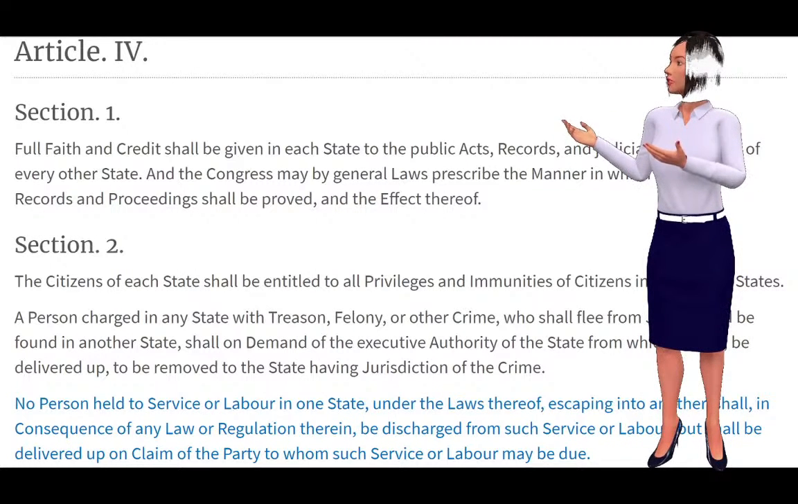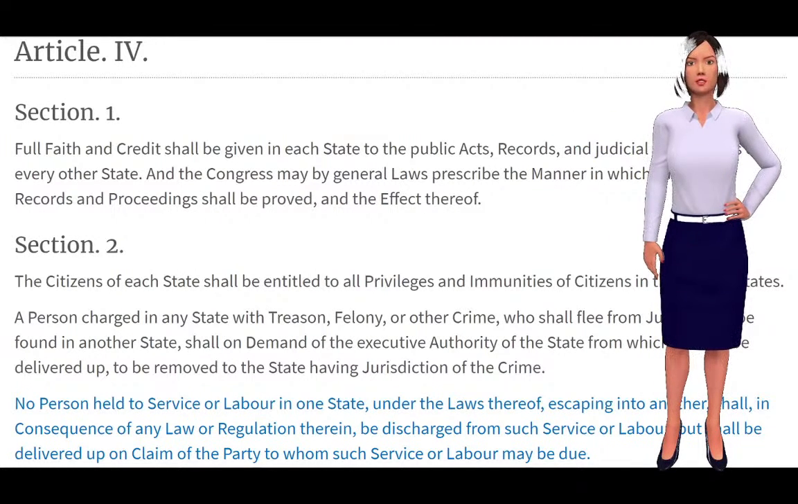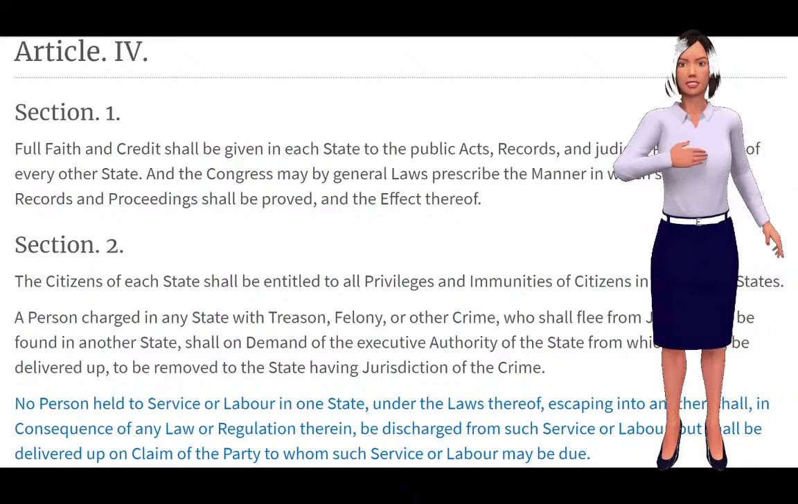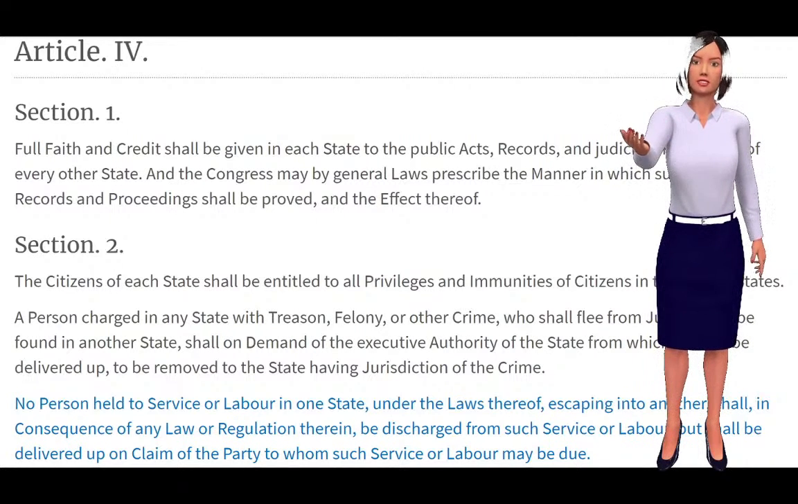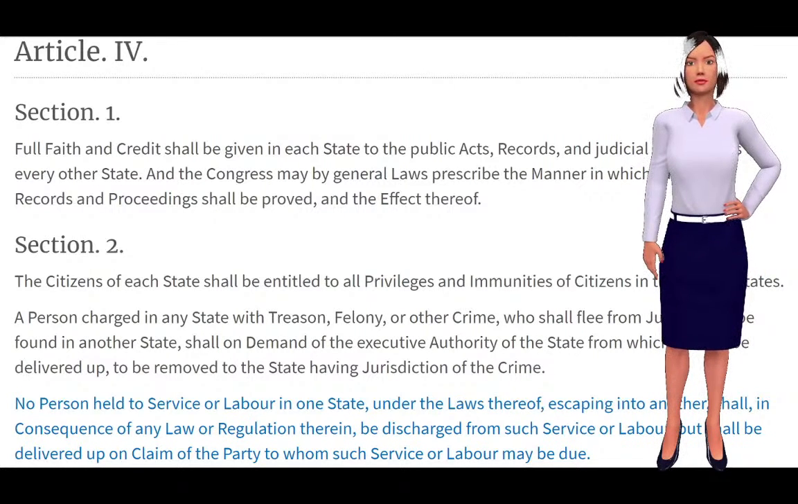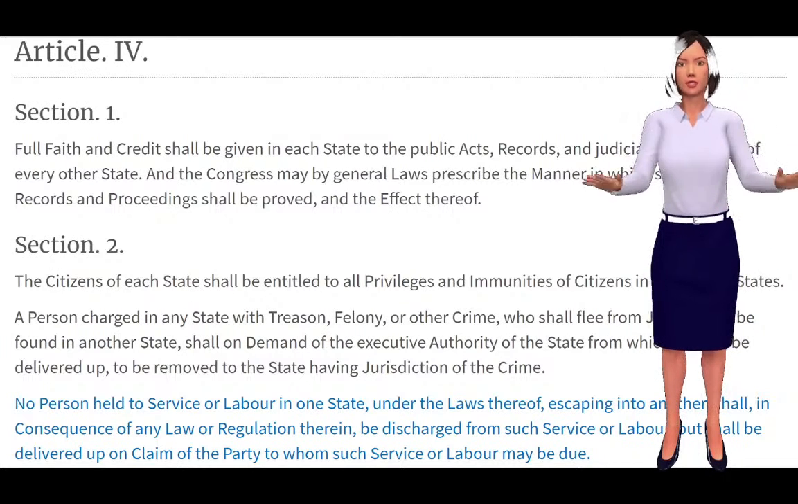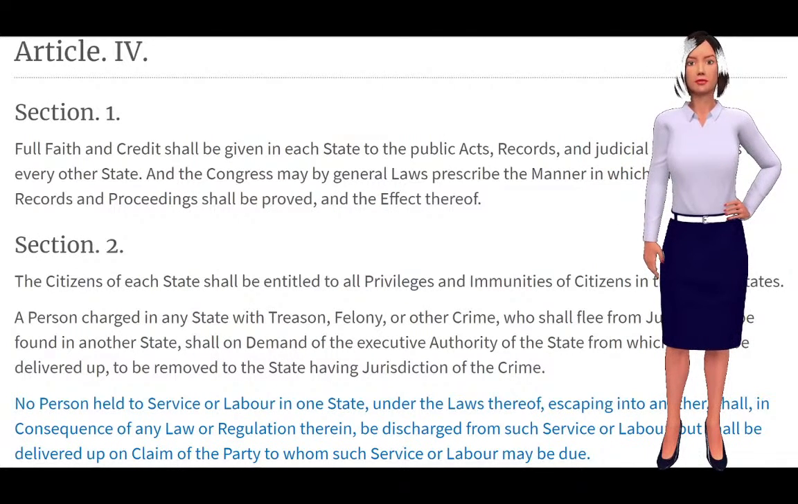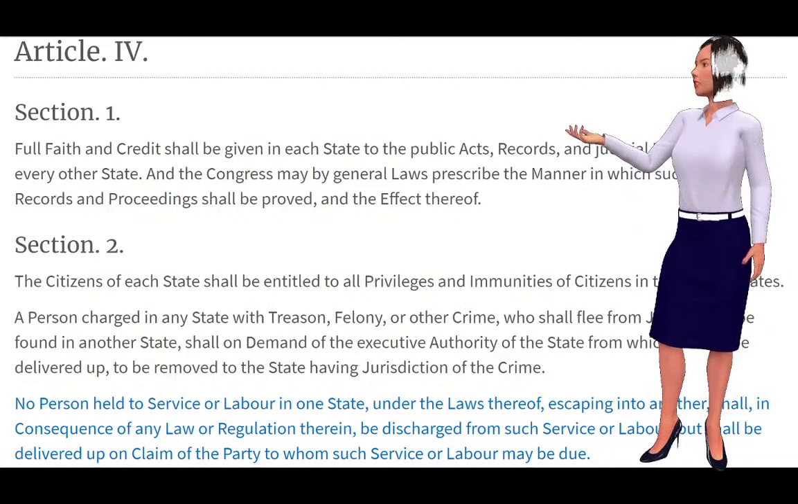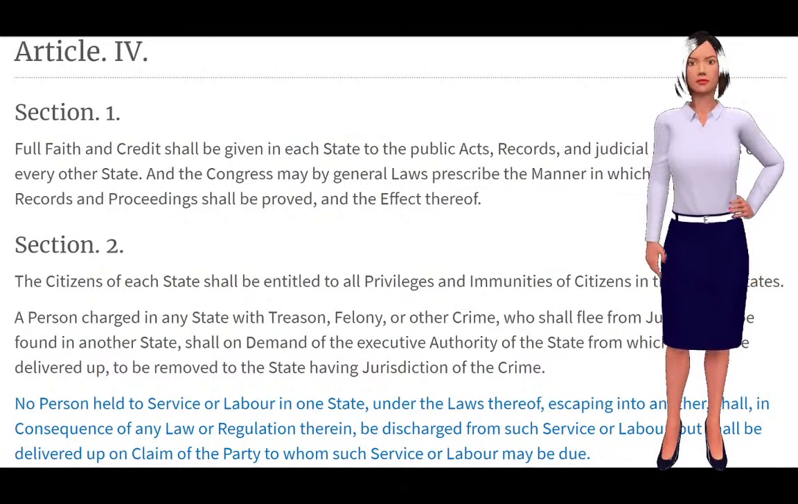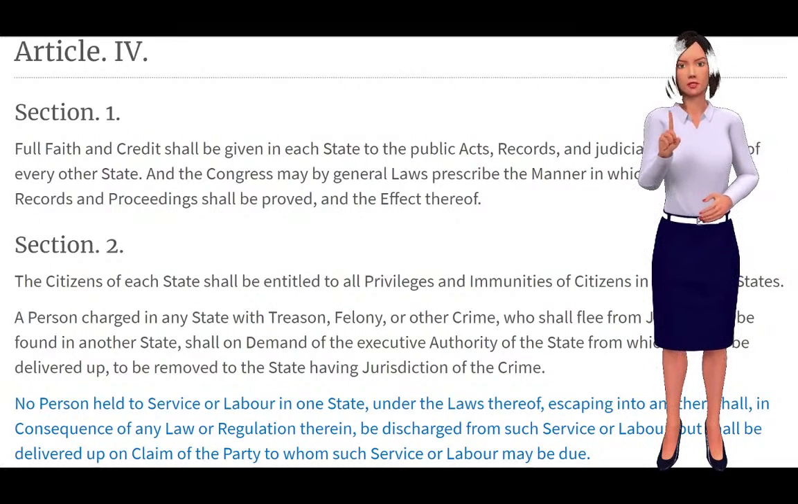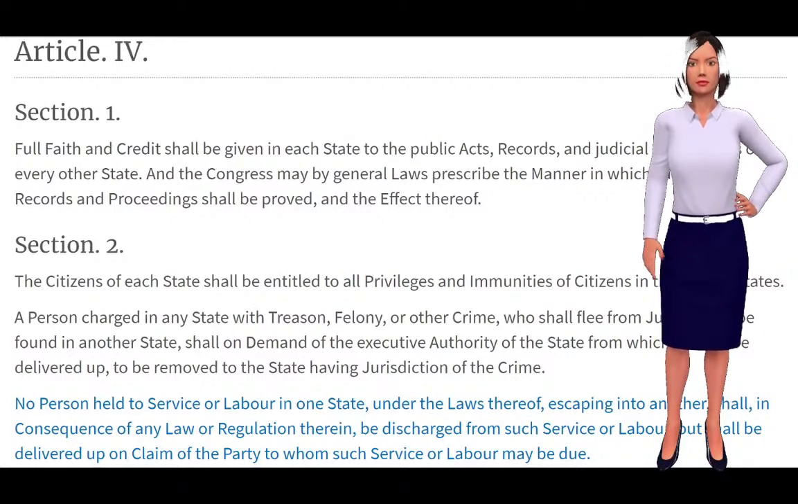Section 2 has 3 clauses. The first clause states that the citizens of each state shall be entitled to all privileges and immunities of citizens in the several states. The second clause states that any person charged in any state with any crime, who shall flee from justice, shall be brought back to the state which has original jurisdiction of the crime. The third clause has been affected by Amendment 13 of the Constitution, which we shall explore in a later lesson.